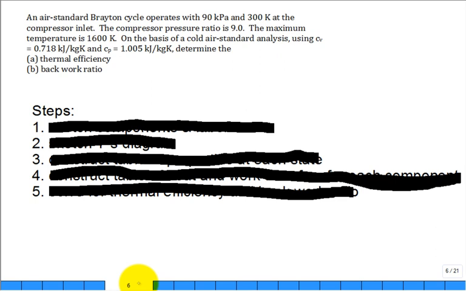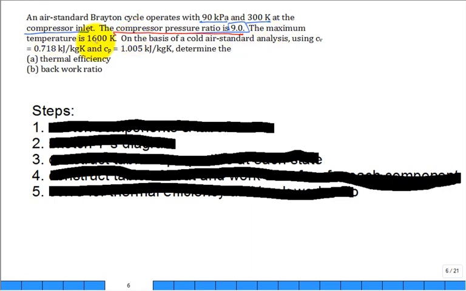So here's a problem. You might as well start solving problems, right? It says an air standard Brayton cycle operates with this inlet pressure and inlet temperature to the compressor. The compressor pressure ratio is 9. That throws students for a loop. I need to talk about that some more. But let's finish reading the problem and then we'll come back.